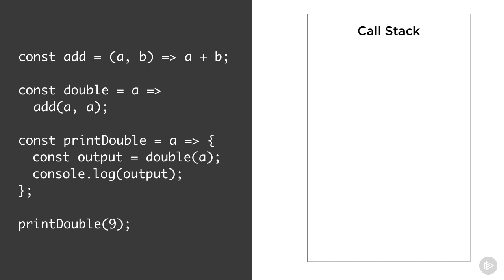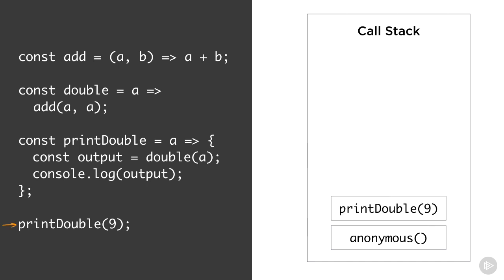It's really that simple. So we start with the IIFE call, which is an anonymous function. Push that to the stack. The IIFE function defines other functions, but only executes print double. That gets pushed to the stack. Print double calls double. So we push double to the stack. Double calls add. We push add to the stack.